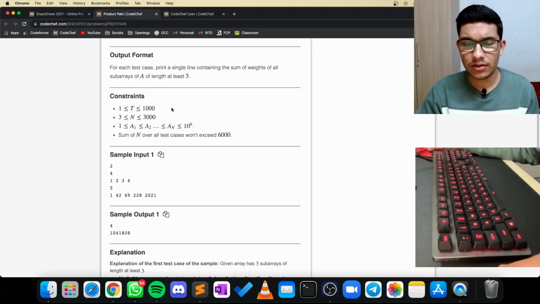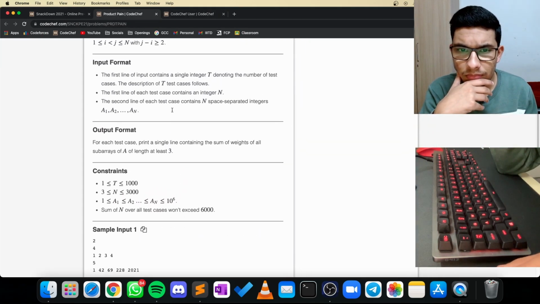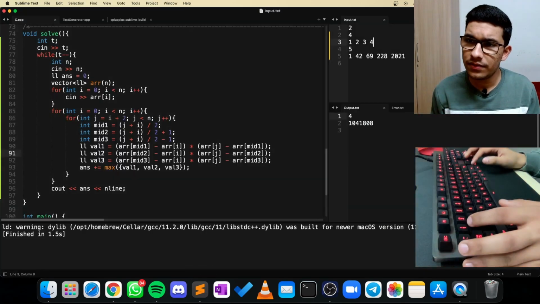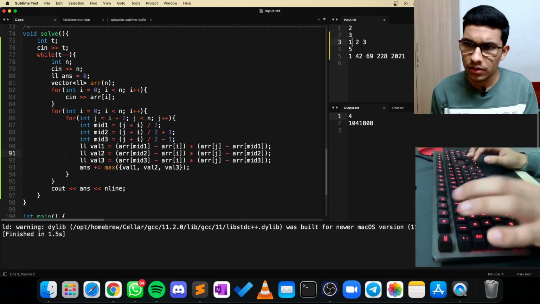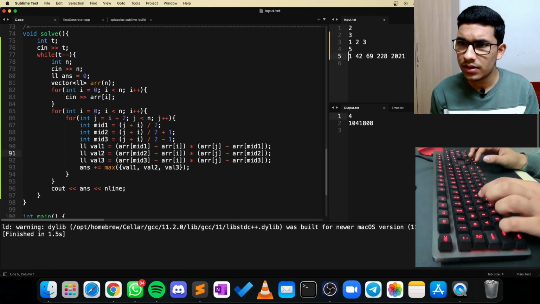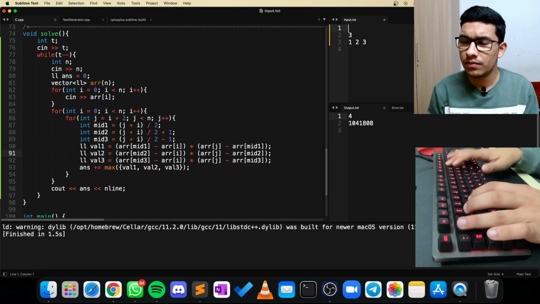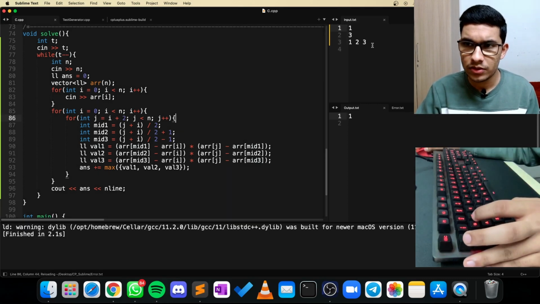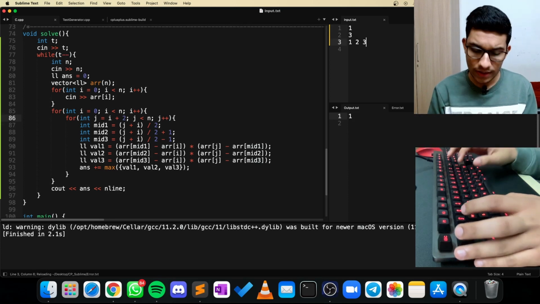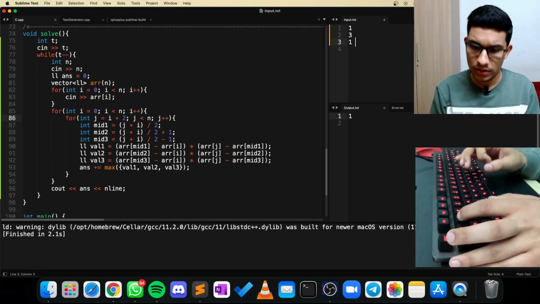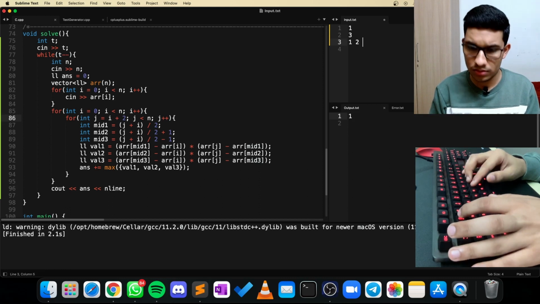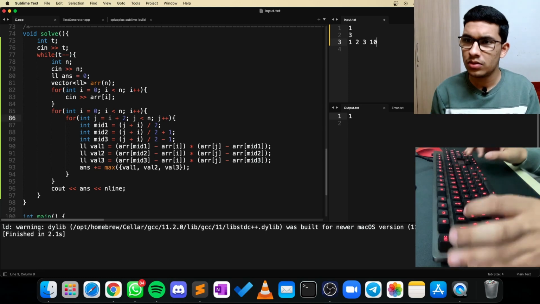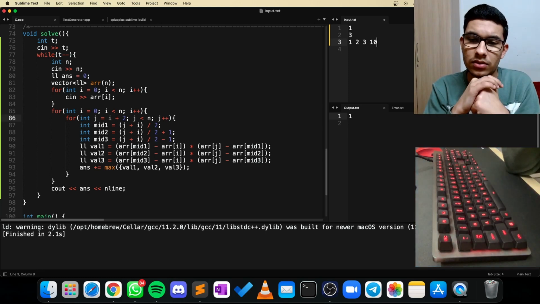Why am I getting a wrong answer here? Of length at least 3. And if I have this 1, 2 and 3, is this fine? Let's see. So I'm getting 1 as the answer. And then if this was something like 2, 3, 4. Right, what about this one?